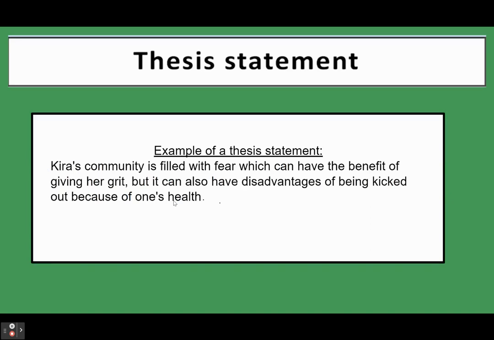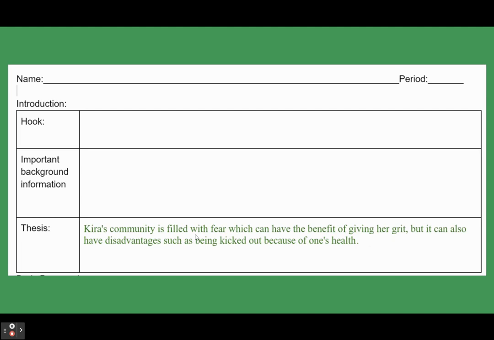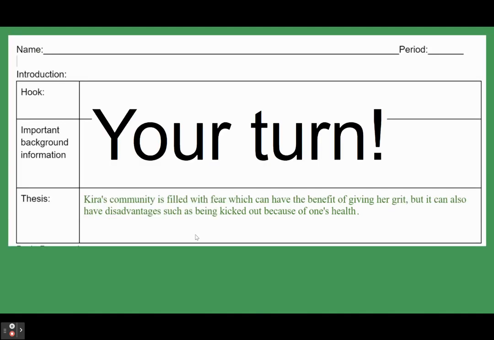So this is my thesis statement. Kira's community is filled with fear, which can have the benefit of giving her grit, but it can also have the disadvantages of being kicked out because of one's health. You are going to be doing this today. You're going to be putting it in this box, and you are going to be typing it in green. And the reason, again, that you're putting it in green is because it's a reminder to you that you are telling your reader what this whole paper is going to be doing. It's your turn. If you have any questions, please reach out.